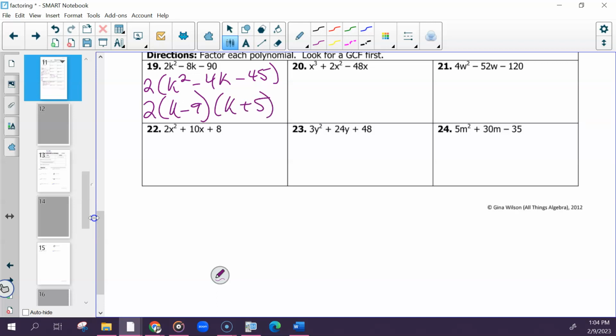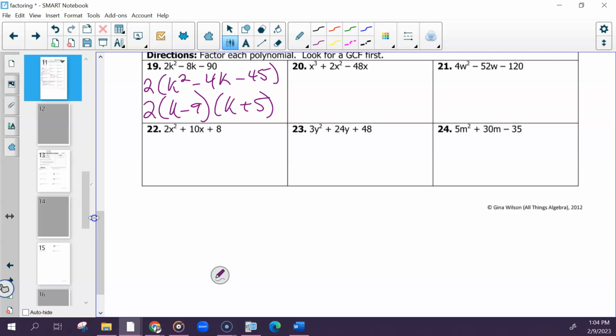You would bring down the 2 that you factored out. Then to check yourself, you do a couple different things. Multiply the 2 here, distribute it, then distribute it here. You could distribute these first, and then multiply it by 2. You could multiply the 2 to the k plus 5 out of order, and then multiply it back to this.